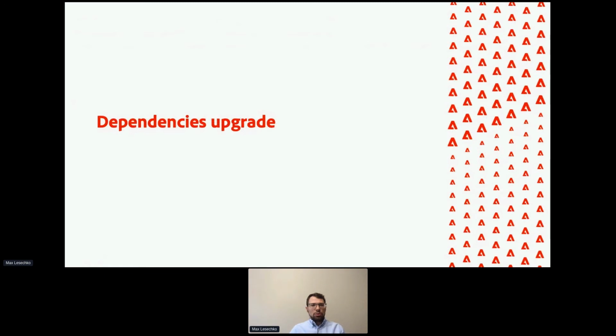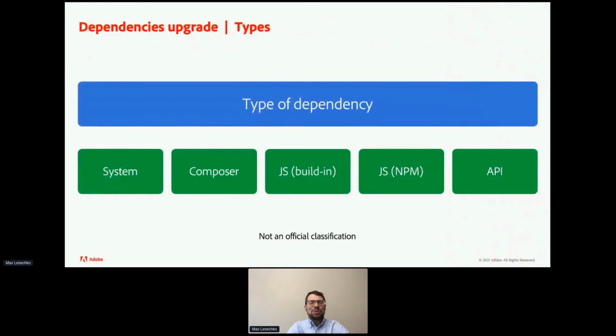So let's talk about the technical part of it and dependency upgrades. Do you know how many dependencies Magento has and what they are? So here is the representation of types of dependencies. This is our internal classification, and we put all the dependencies in these 5 buckets: System, Composer, JS Built-in, JS NPM, and API.